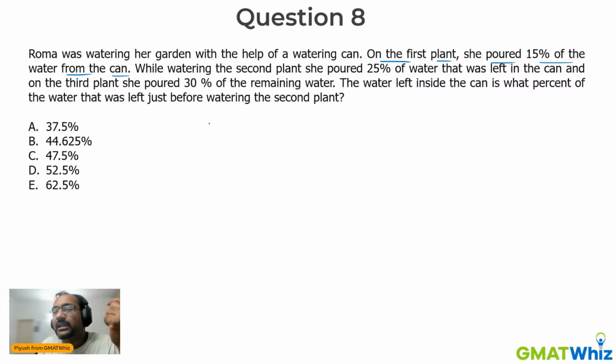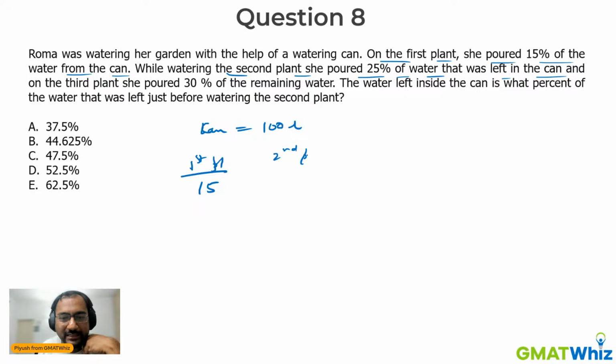Okay, so I generally don't take variables in these questions. I just work with numbers. So I'll just say that the can has a capacity of, let's say, 100 liters. So if she poured 15% on the first plant, then I'll just write it. First plant got 15. So that means 85 was remaining.